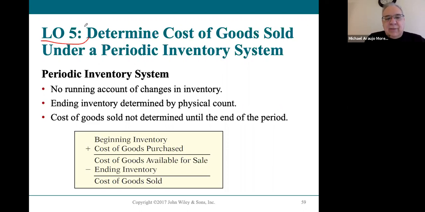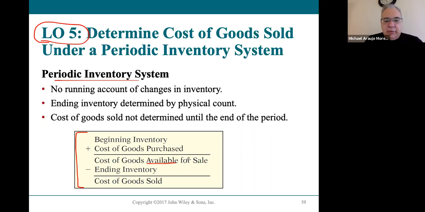Learning Objective 5 goes on to explain something we've actually looked at in Learning Objective 1. In Learning Objective 1, we learned about how a periodic inventory system works. This is the tabular form where it starts with the beginning inventory that's in the store. You're adding all of the costs of the inventory you bought, because you're always restocking the store. And that gives you the total cost of everything that's available for sale.